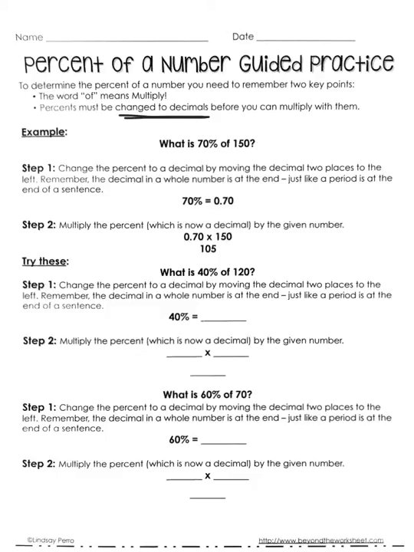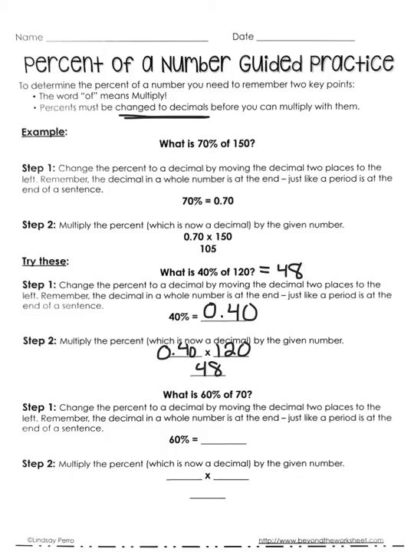All right, so let's go through one together. So 40% of 120. So I want you to first change the 40% to a decimal. So 40% is going to become 0.40 or just 0.4. And now we're going to multiply the percent, which we just changed to a decimal, by the number. So in this case, by 120. And when I do that, I get a value of 48. So 40% of 120 would be 48.